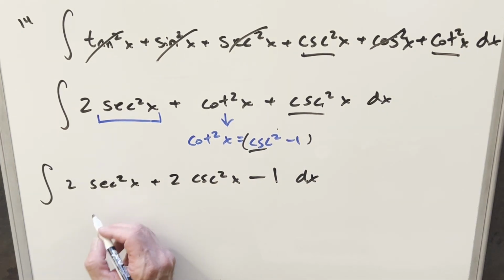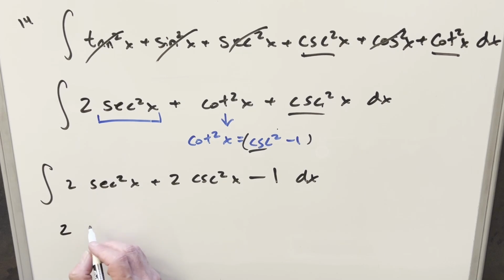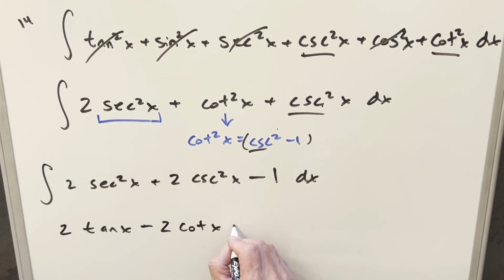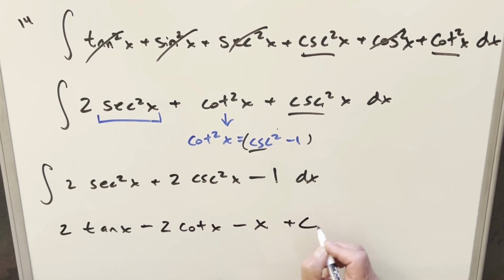But now I can just go ahead and integrate. First, the integral of secant squared is going to be tan x. Then next for cosecant squared, that's going to be minus cotangent x. Bring down the 2. Integral of 1 is just minus x, add a plus c, and that's it.